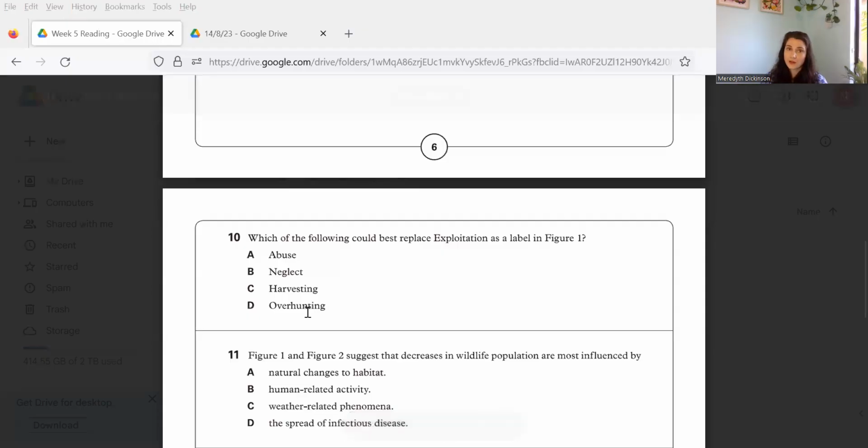So correct answer there is overhunting. They're taking advantage of the situation. They're overhunting all of the whales for their fat and their blubber and their bones and their skin and their meat without caring about whether or not the species is going to become extinct.